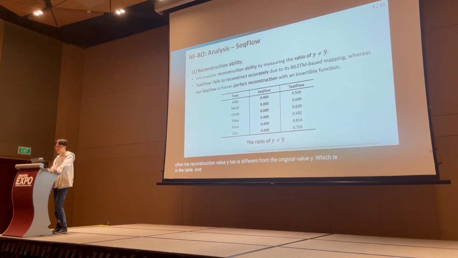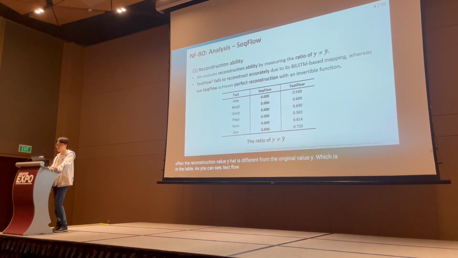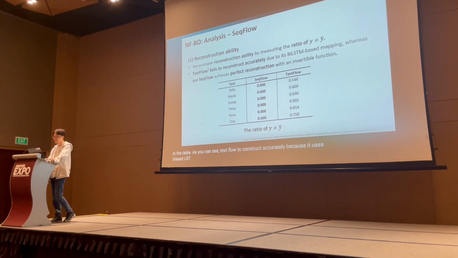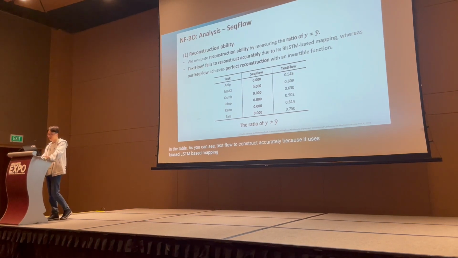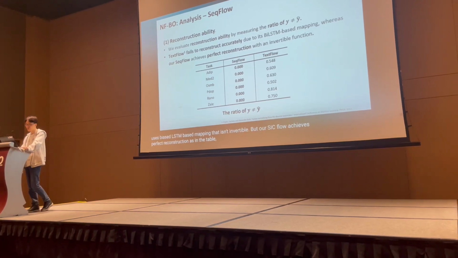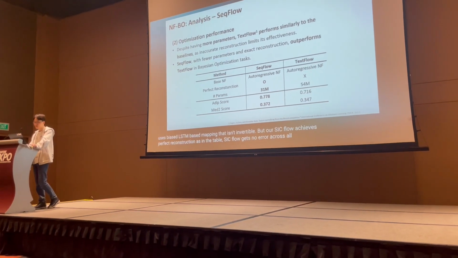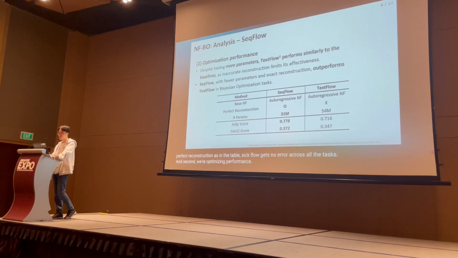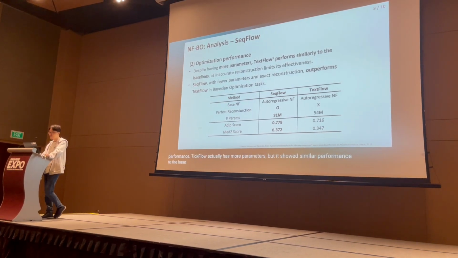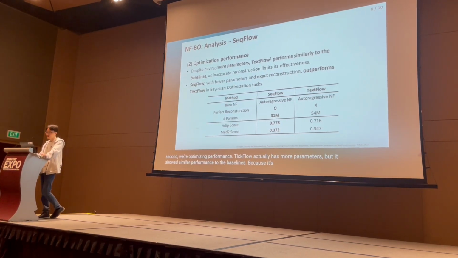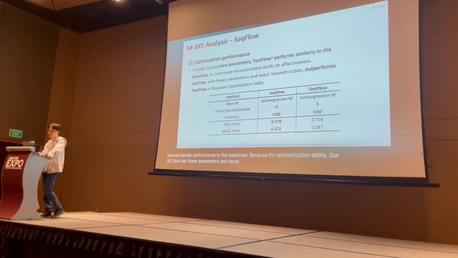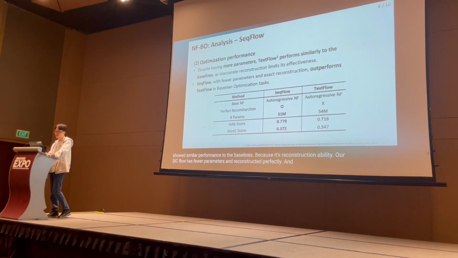As you can see, TextFlow fails to reconstruct accurately because it uses a biased LSTM-based mapping that isn't invertible. But our SeqFlow achieves perfect reconstruction, as in the table. SeqFlow gets no error across all the tests. And second, optimization performance. TextFlow actually has more parameters, but it shows similar performance to the baselines because of its poor reconstruction ability. Our SeqFlow has fewer parameters and reconstructs perfectly, and it performs much better in this molecular design test.